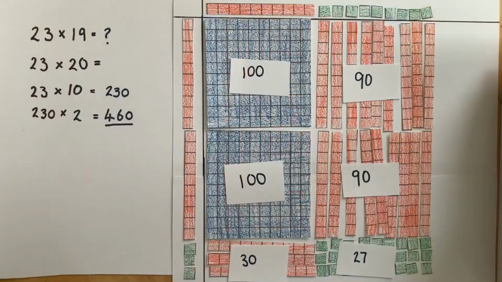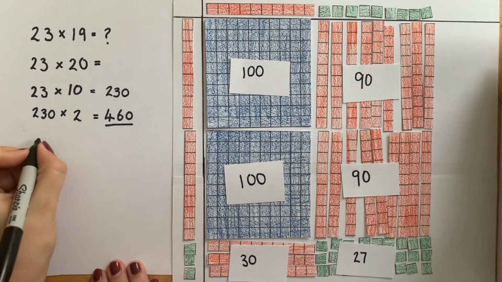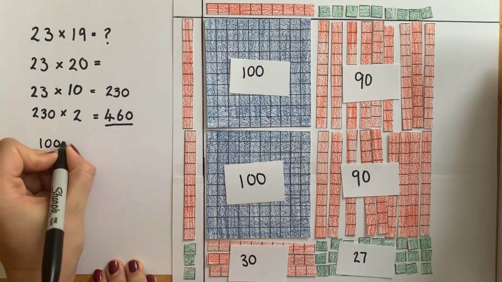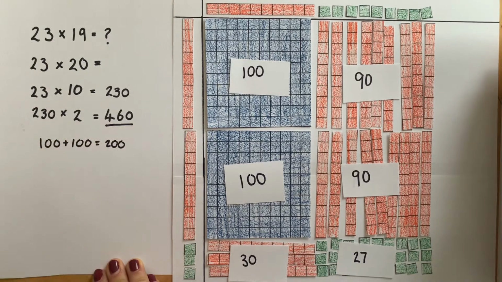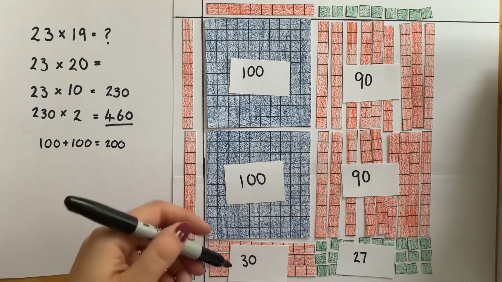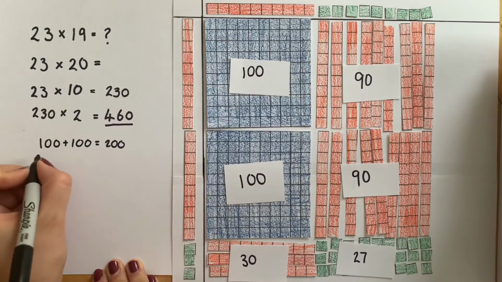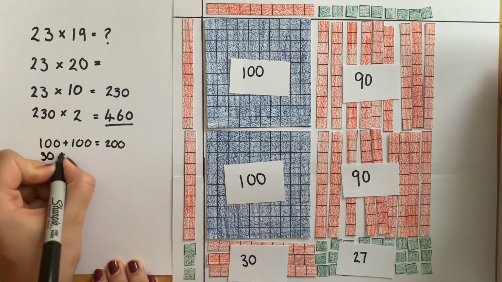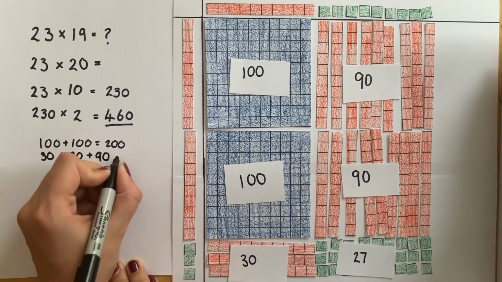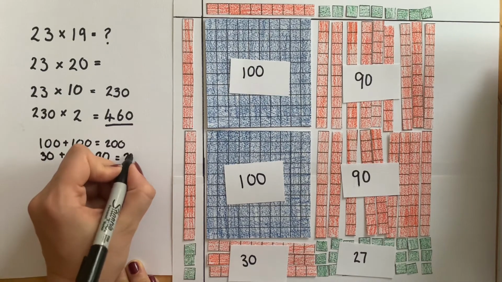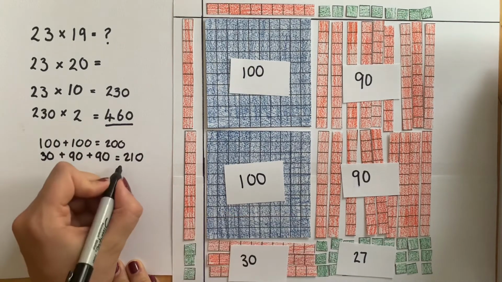Now we need to add up all of these numbers here. So I brought back our original paper. So first we're going to add up the hundreds. So we have 100 plus 100 equals 200. Then we're going to add up our tens. So we have 30, 90 and 90. So 30 plus 90 plus 90 is going to be 210. And then our ones, we just have 27.